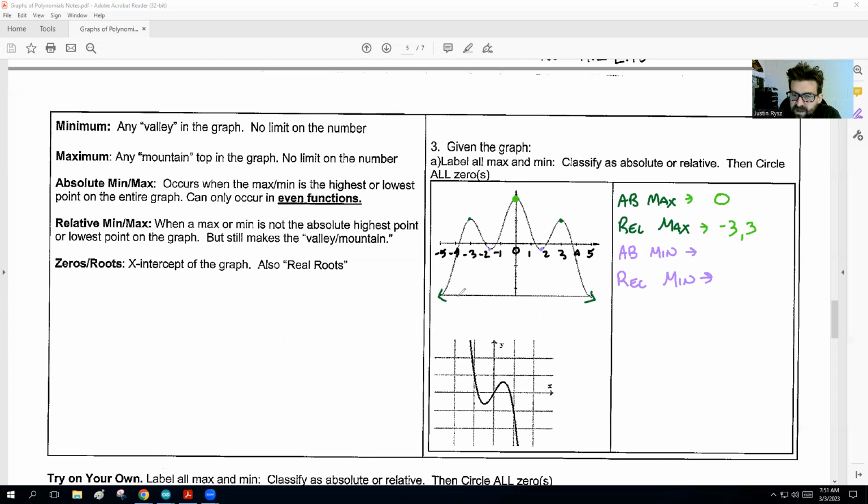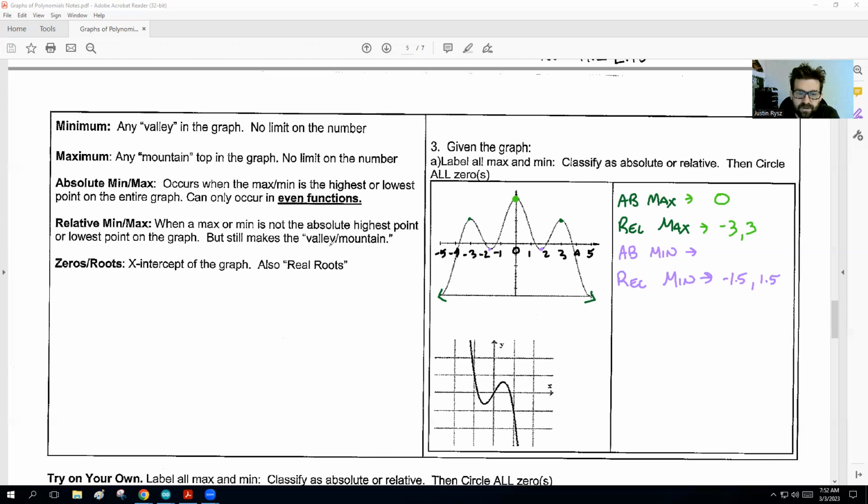Now, there are going to be no absolute mins because the graph keeps going down forever. So we can't say, like, we don't know. Is it at -5? Is it at -50? Is it at negative infinity? We're just going to leave it blank. But our relative mins, we could probably say here at like -1.5 and probably +1.5 as well. Looks like a pretty symmetric graph.